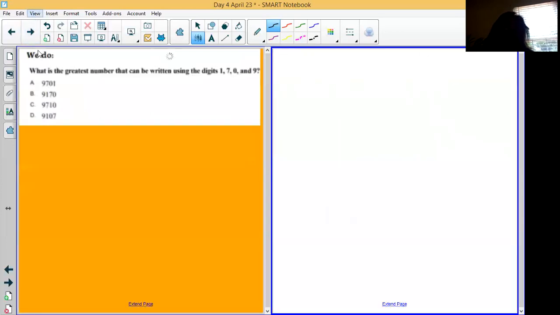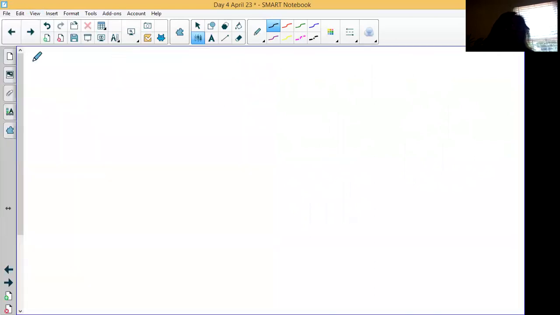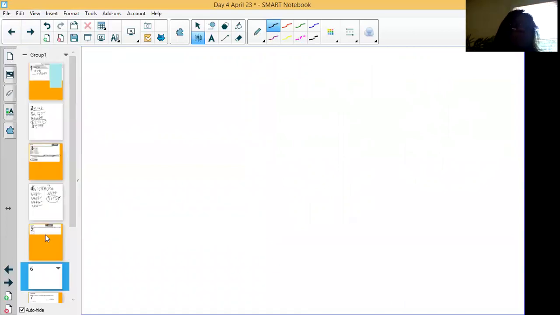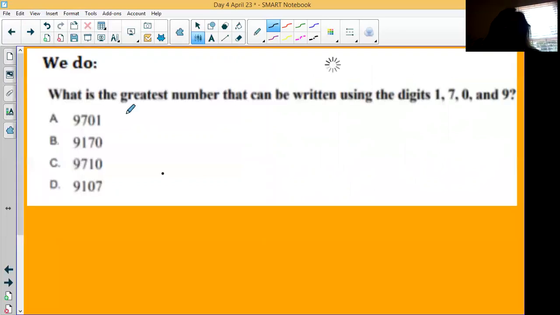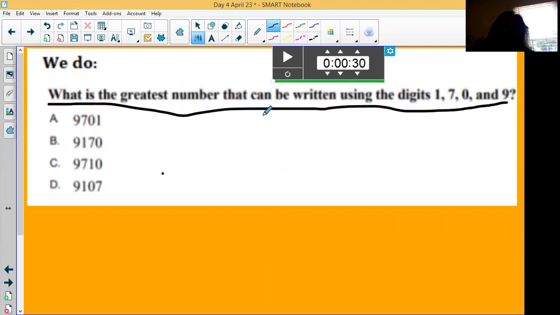Your next problem, of course, is a we do. And it reads, what is the greatest number that can be written using the digits 1, 7, 0, and 9? So the big question is everything here. So we're just going to underline everything that's here. And keywords, greatest.